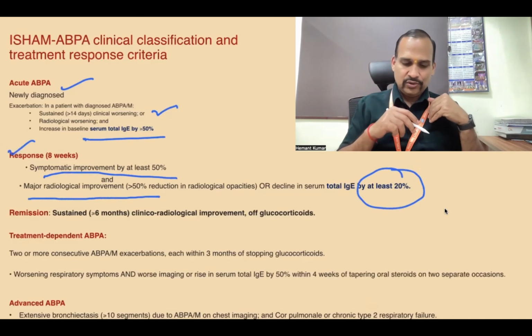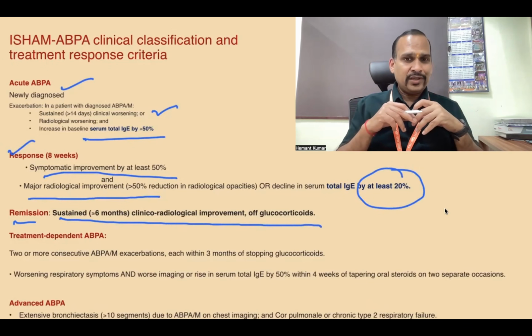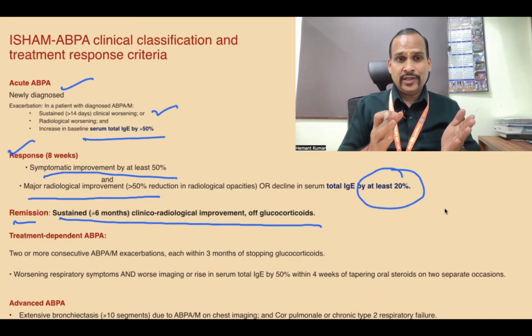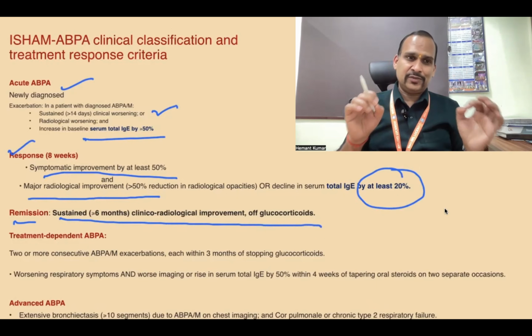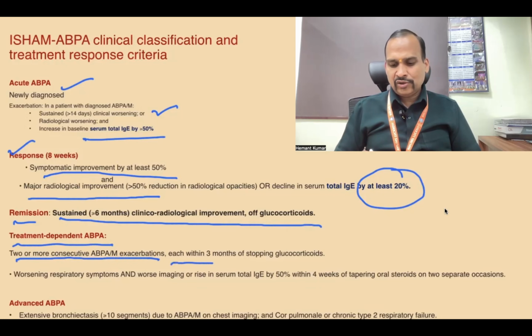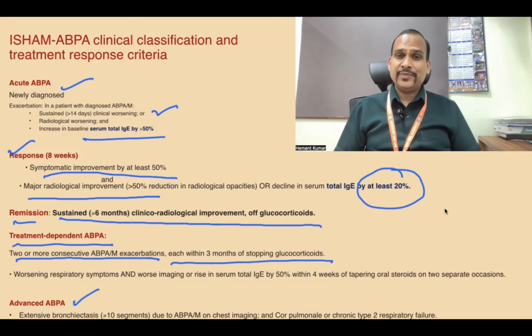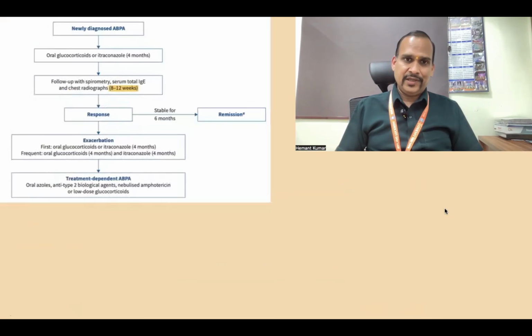So this is response. Remission is sustained clinical and radiological improvement after stopping steroid. After stopping steroid, the patient should be stable for 6 months. That is remission. What is treatment dependent ABPA? Two or more ABPA exacerbations within 3 months of stopping glucocorticoids. And last, advanced ABPA means the patient has extensive bronchiectasis involving more than 10 segments, or a complication like cor pulmonale, or type 2 respiratory failure. So this is advanced ABPA. We can find signs of fibrosis also.